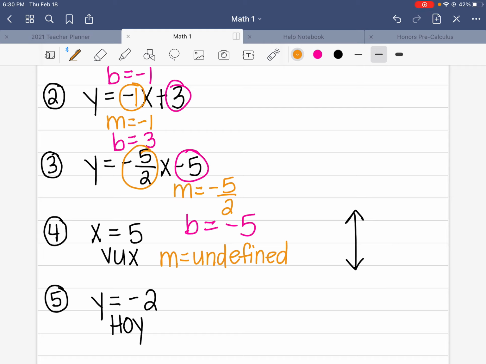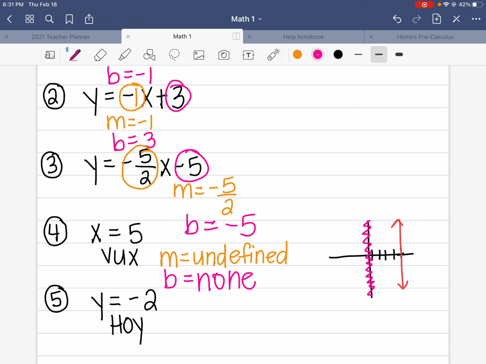So my slope for x equals 5 is going to be undefined. How do I know it's undefined? Because U stands for undefined. Now, if I'm thinking about my graph, and it asks me for the y-intercept, the y-intercept is where it would cross the y-axis. If I graph this line, I go to positive 5 and have a vertical line at 5. For there to be a y-intercept, it would have to cross the y-axis, which it does not. So there is no y-intercept for x equals 5.